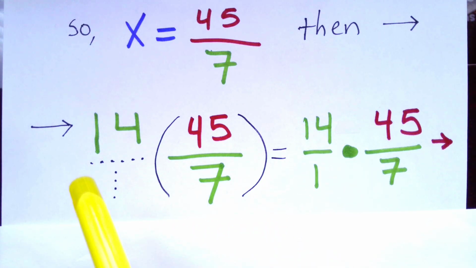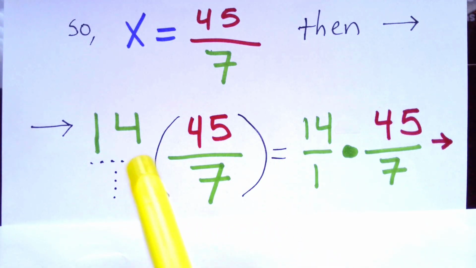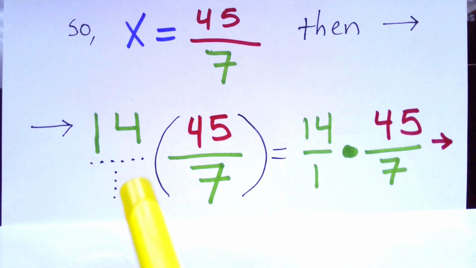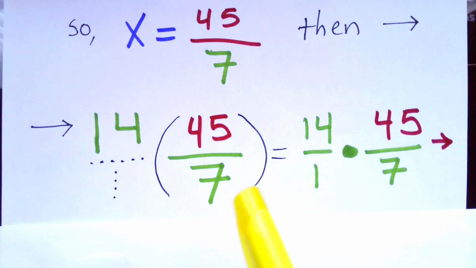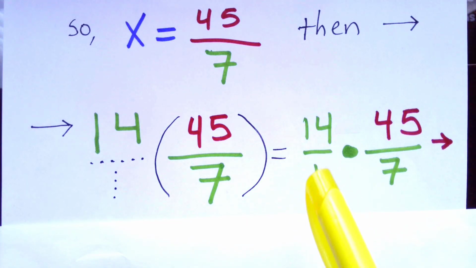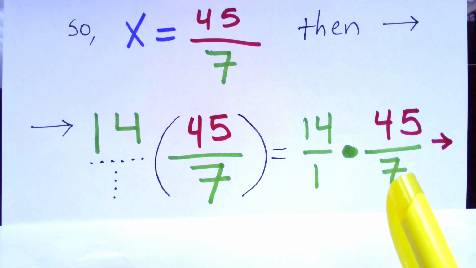I'm going to multiply. But first, I'm going to show that invisible one underneath the 14. If you haven't seen my video on invisible ones, please check out those videos. It helps to clarify a lot of stuff that confuses people in mathematics. So I'm going to put that invisible one under the 14. And when you multiply fractions, you multiply top to top, bottom to bottom. Before we do that, I want to show you what that looks like. 14 over 1 times 45 over 7.